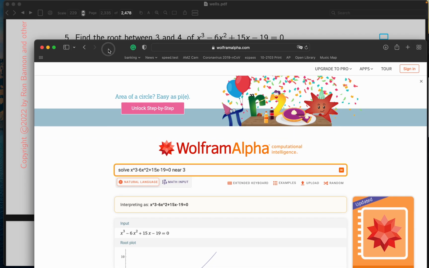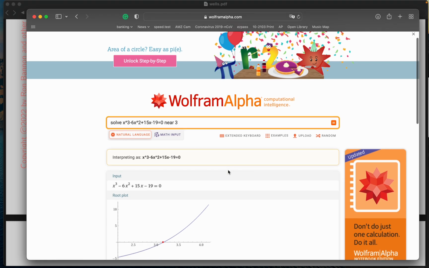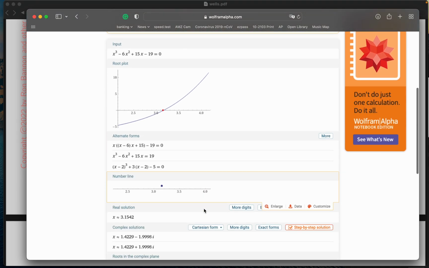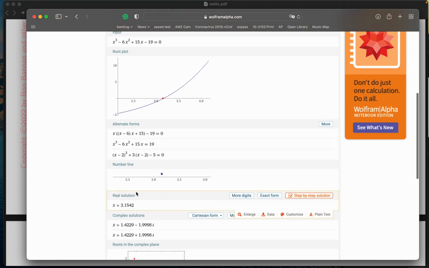I'll put my web page up a little bit and scroll through it. I do see the root, over here in the red. Let's see what they did. They talk about a real solution, and they also give complex solutions over here. If I want to get more digits, I'm going to click this button here. I'm getting more digits. Let's get more digits. I think you're getting the idea that you can keep clicking this and get more precision.